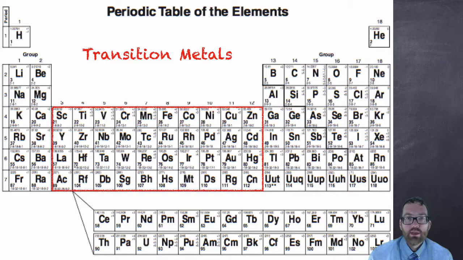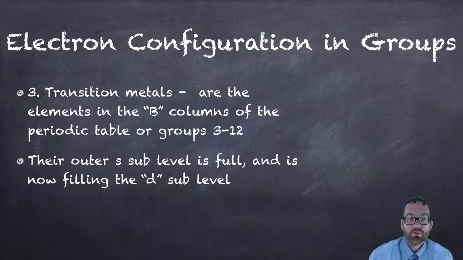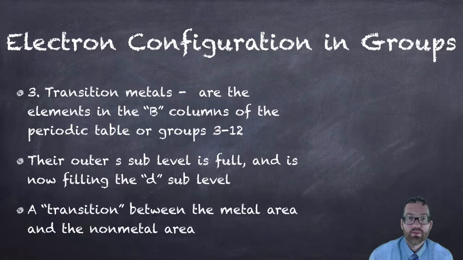So next we have the transition metals. Transition metals are the elements in what used to be called, or sometimes called, the B columns of the periodic table. We will call them groups 3 through 12. The outer s sublevel is filled, and we are now filling the d sublevel. So if you see an electron configuration with electrons in any d sublevel, you know it's a transition metal.